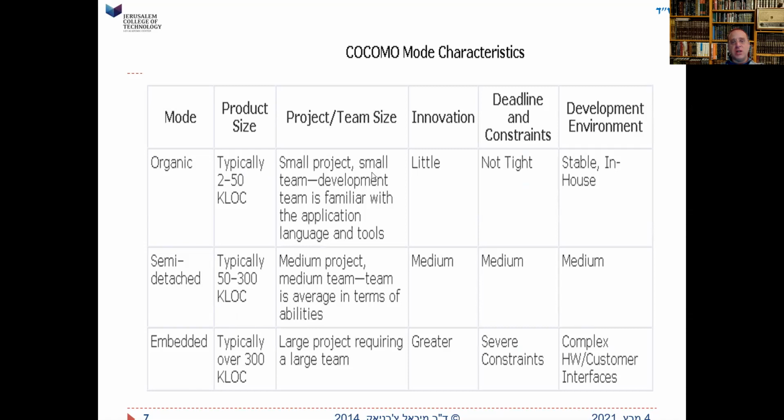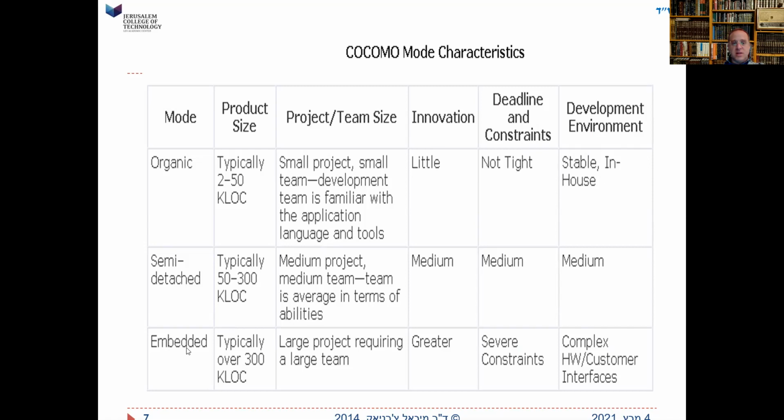So organic is a small project, small team. The development team is familiar with the application, language, and tools, because you take a small group to do a good job. They're familiar with the application because they've done similar things before. It's not so different. Deadlines and constraints are not tight. In other words, it's not as important if I finish exactly on time. The development environment is stable. We know the environment, and maybe it's even in-house. We have our own IDE.